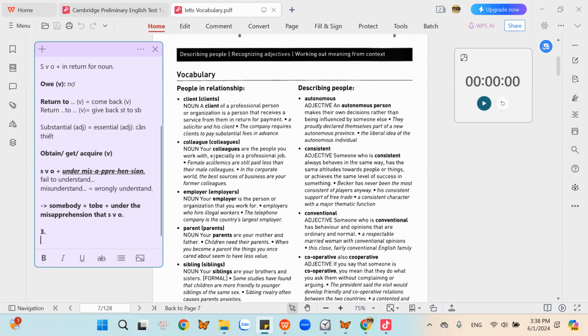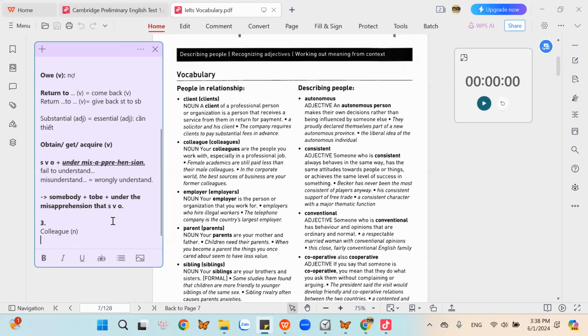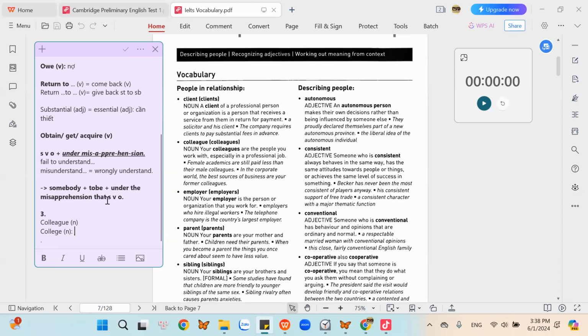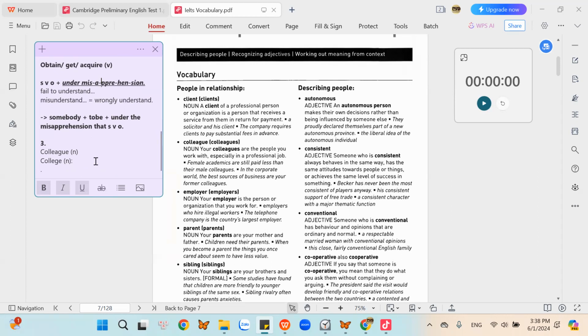Next word, colleague, just people working with you. Colleague is for people working with you. Colleague, not college. If you say college, that means you failed to go to the university. So the first goal that you should study is college. It's okay to fail in the university entrance exam. You can begin to study from college first, and then you will study in the university.